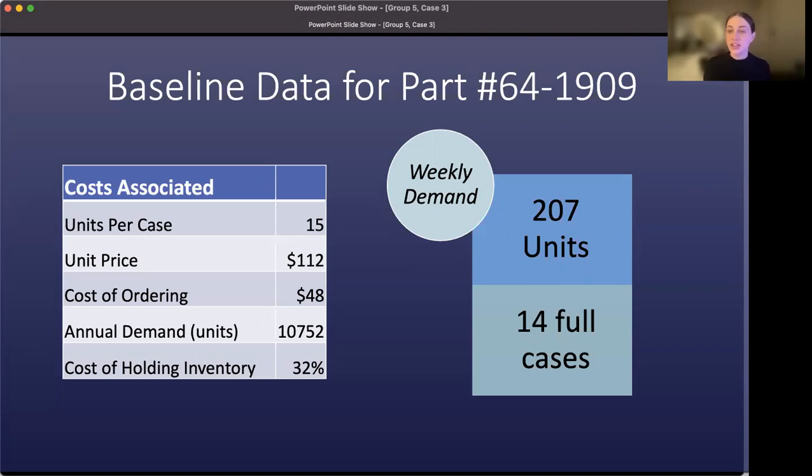Using this number, we calculate our weekly demand to get a better idea of what our minimum order quantity should be to ensure that we are still fulfilling orders and avoiding stockouts. Our units demanded per week are 207, which brings us to a total of 14 cases needed each week. We're assuming no seasonality that may skew the distribution of inventory levels here, for the sake of simplicity.